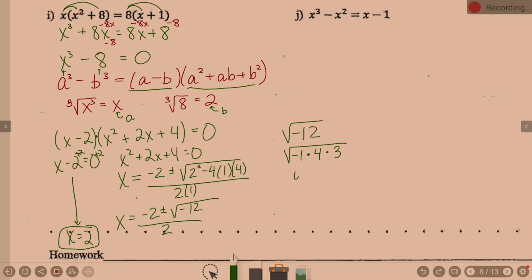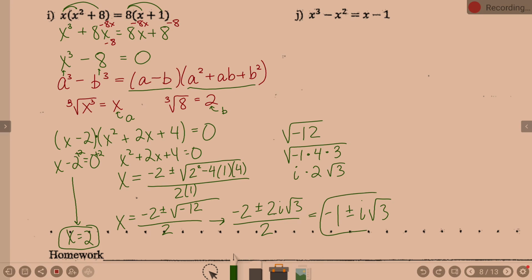So square root of negative 1 is i. Square root of 4 is 2. Square root of 3. So we end up down here, if you give me just a moment, negative 2 plus or minus 2i square root of 3 all over 2. They all have a 2, and negative 2 over 2 is negative 1. Plus or minus 2 over 2 cancels, i square root of 3. You have 3 answers to this problem. The 2 and these 2 right here.